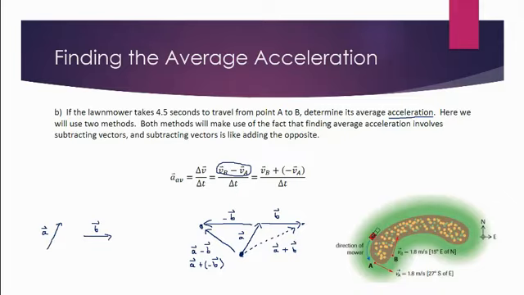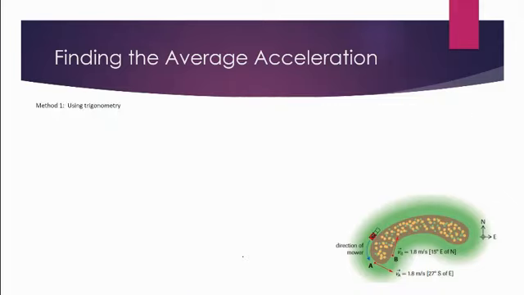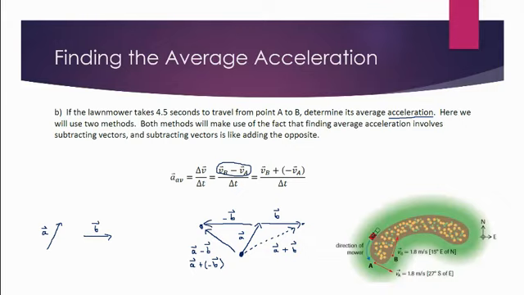So the first way we're going to solve this problem is using trigonometry. We're actually going to use vector subtraction. We're going to draw the actual vector diagram and use that to solve the problem. So just flipping back, we have to draw the vector VB plus negative VA. We've got to find that resulting vector, and then we can divide by 4.5 to get the average acceleration.